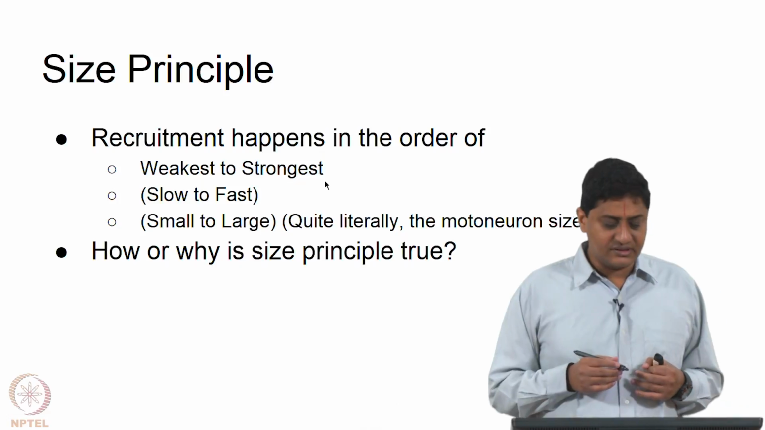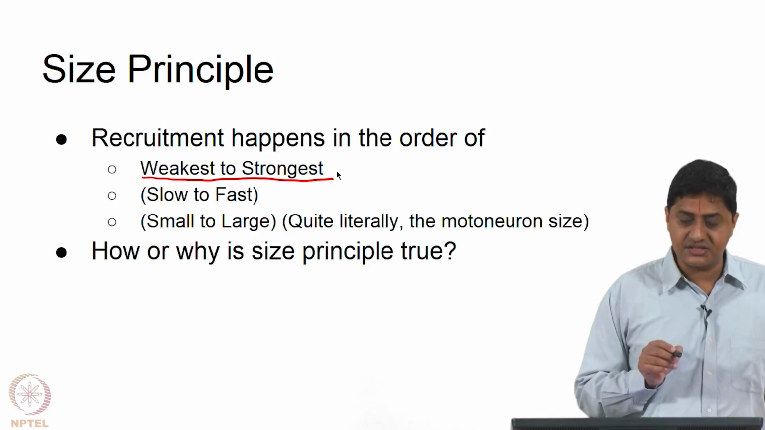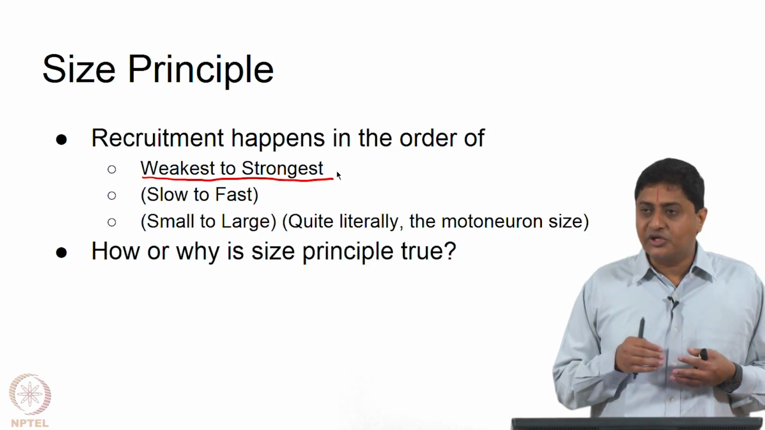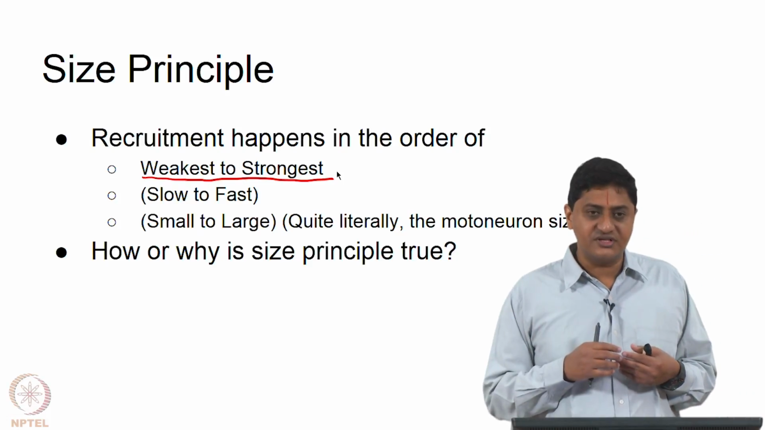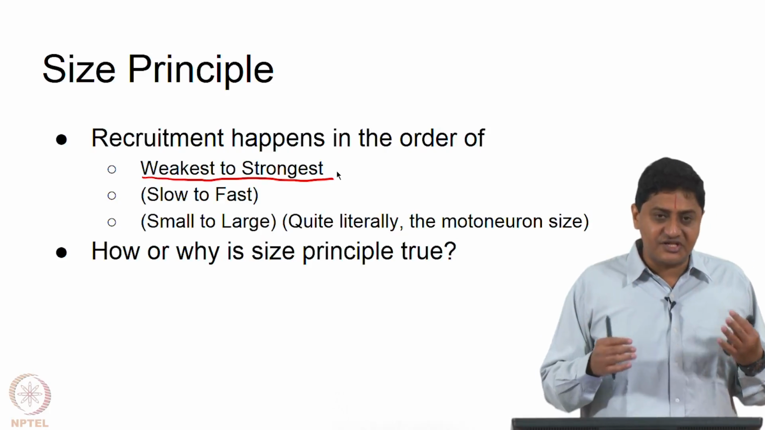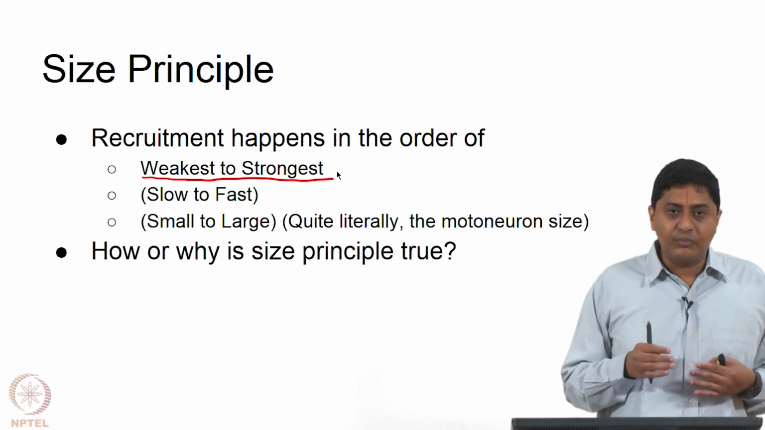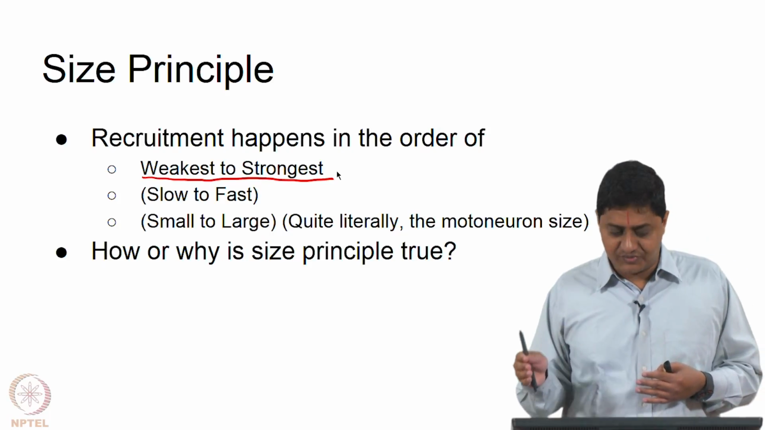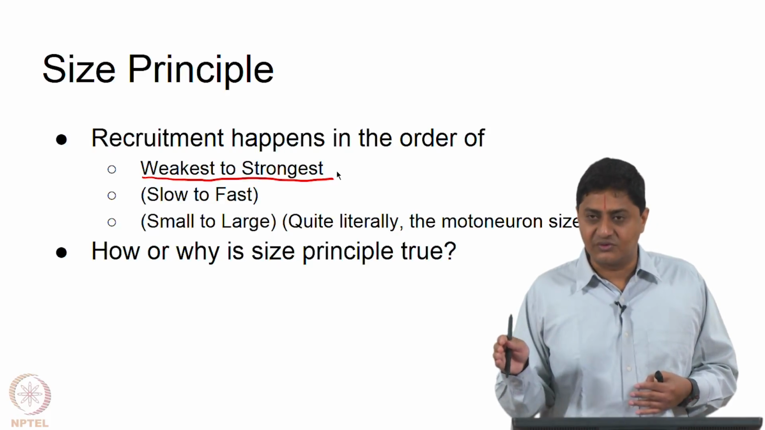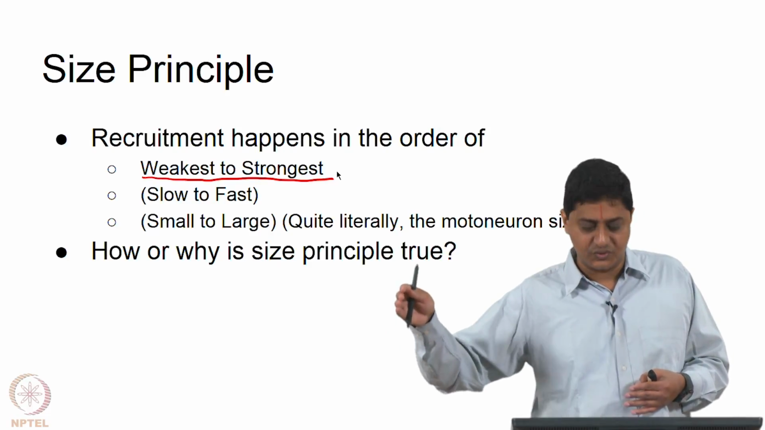It turns out that recruitment itself happens in the order of weakest to the strongest. The motor unit that produces the smallest amount of force in a muscle is the weakest. The motor unit that produces the largest amount of force is the strongest. So, suppose I order this in the order of their ability to produce maximal force, then recruitment happens in an orderly fashion from the weakest to the strongest. First the weakest motor units are recruited, and then the next stronger one is recruited, and then the next stronger one is recruited, and so on and so forth.